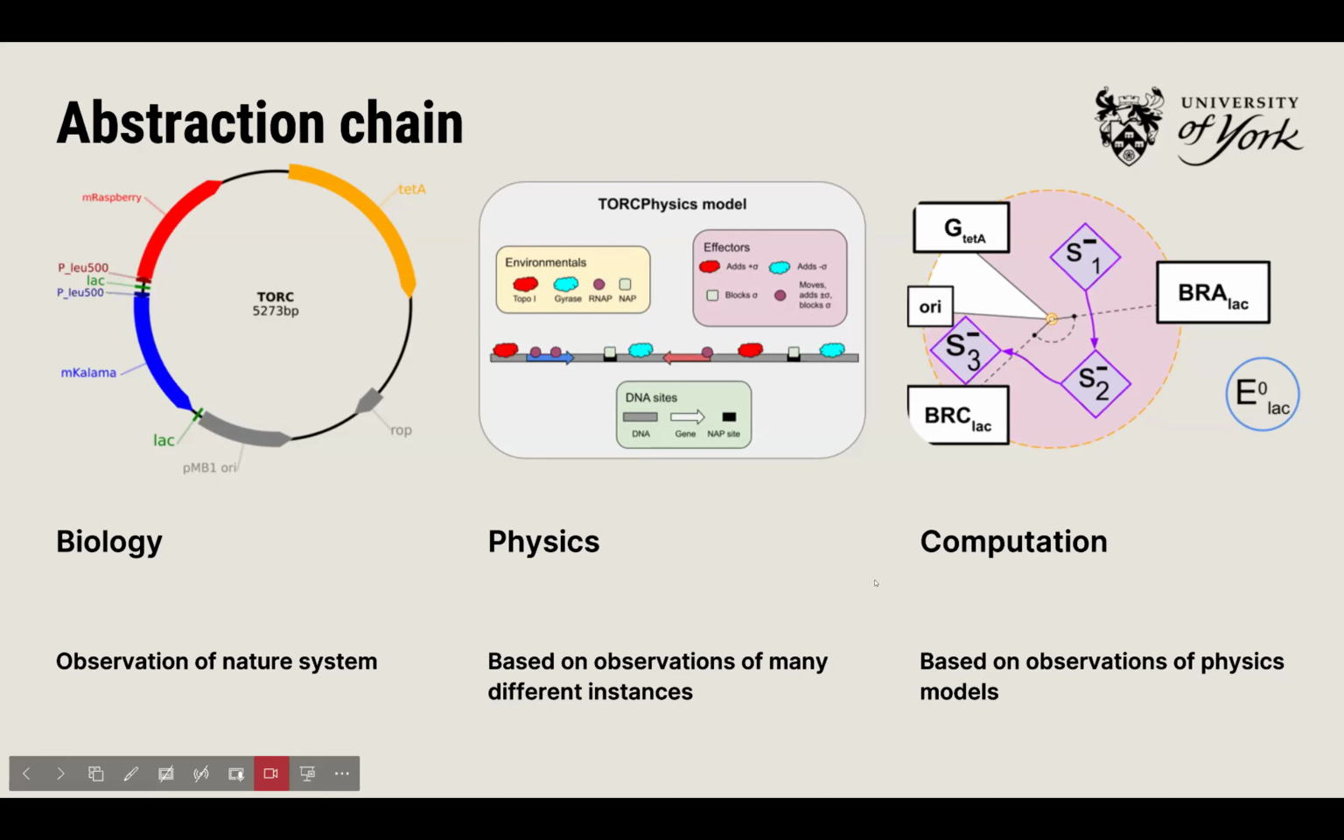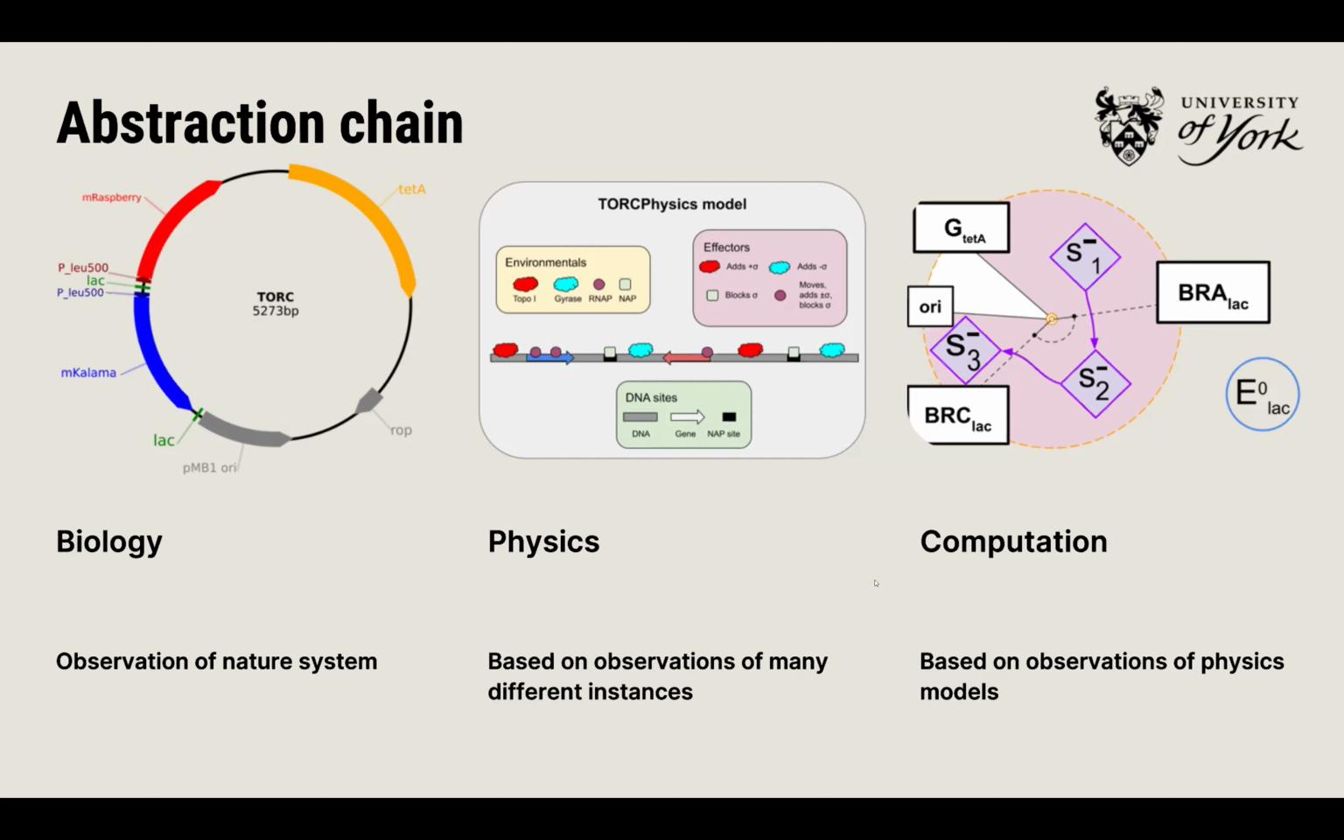That's fun. So then we also have our abstraction chain. On the biological end, we've got an actual plasmid, something you build in the lab and can then observe with lots of fancy equipment that can look at certain things, but not other things, because it's all very small and very hard to see. Then we have a physical model.